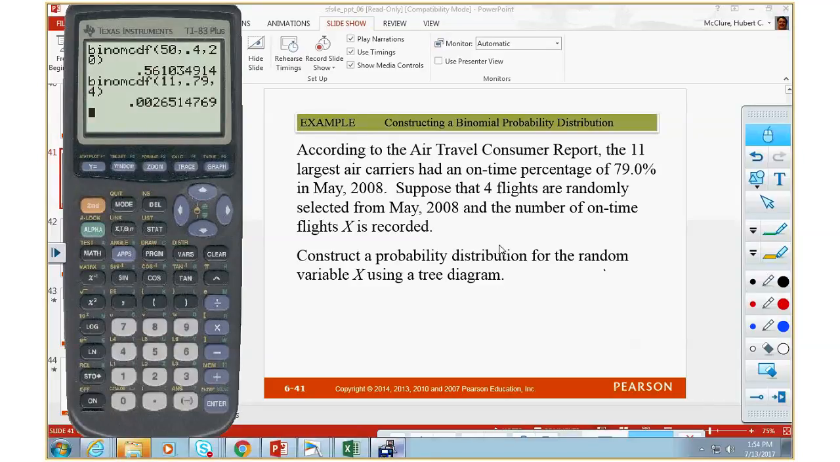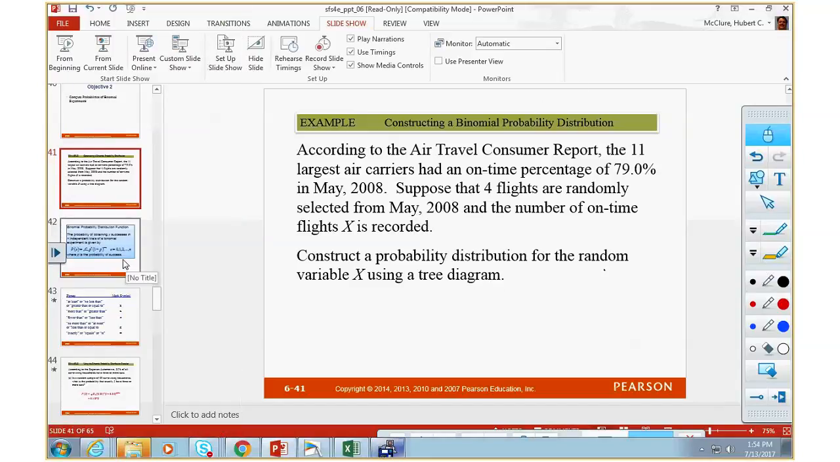Okay. So it says, suppose that 4 flights are randomly selected. Construct a probability distribution for the random variable using a tree diagram. And then they don't even give you anything after that. They go to another problem.